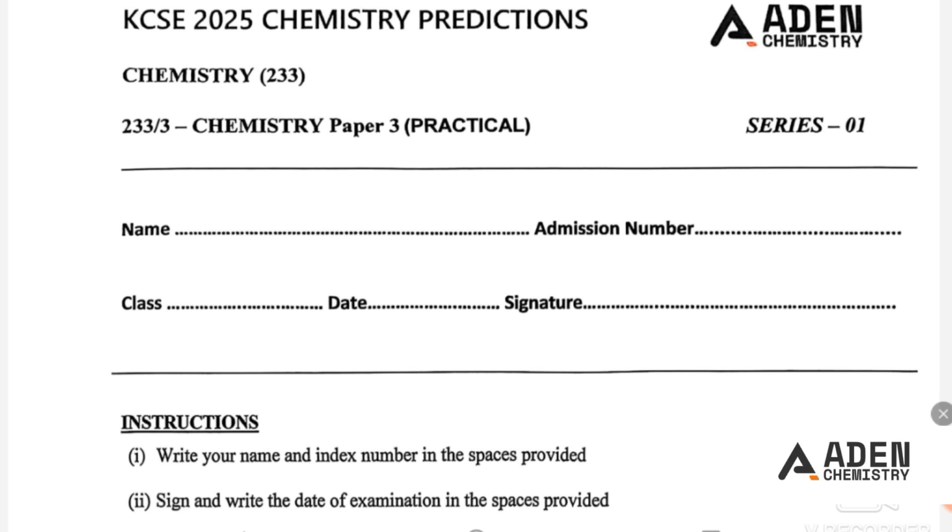Hello students, welcome. Today we want to do KCSE 2025 chemistry predictions. The code for chemistry is 233. We are going to do chemistry paper 3. Remember, chemistry paper 3 is a practical paper. Kindly stay with us until the end of the video.